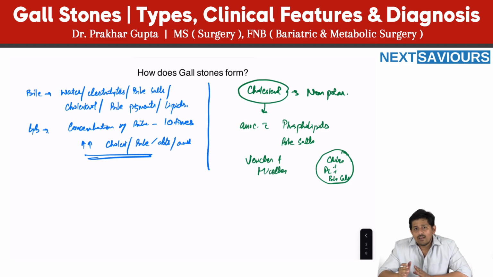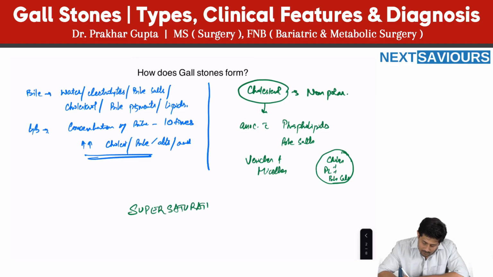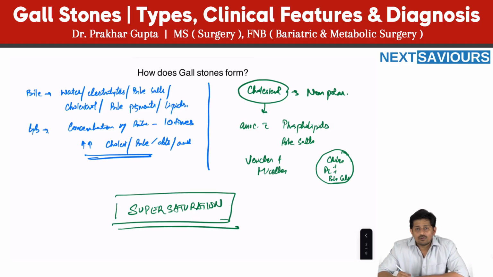Now how and why do gallstones form? One prime requirement for gallstone formation is supersaturation. Okay. Supersaturation of bile with cholesterol. We have discussed already how stones form. So the first and foremost thing that is required for stone formation is supersaturation of cholesterol in bile.